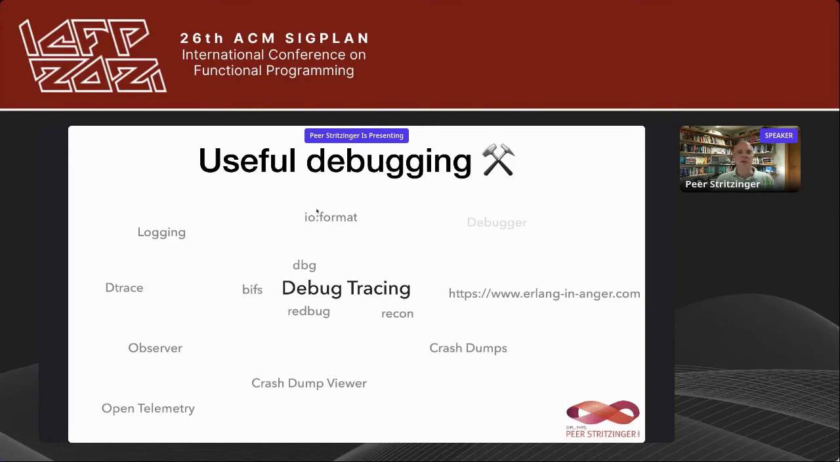There is also, of course, io:format. I kept it to the last, but you shouldn't do this. Don't do this for debugging, because rather learn debug tracing before you start plastering your program with io:formats.